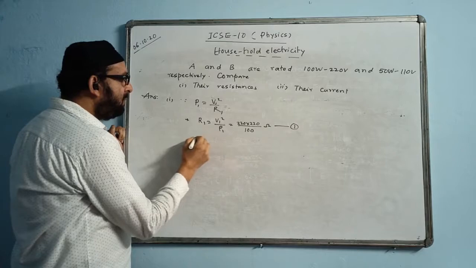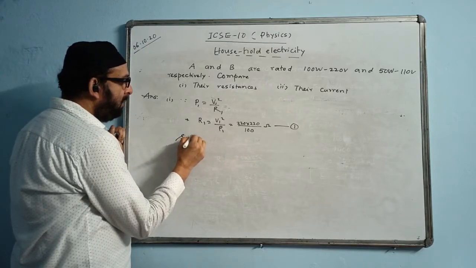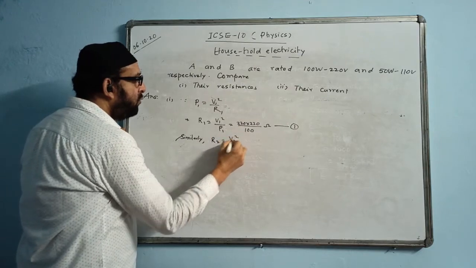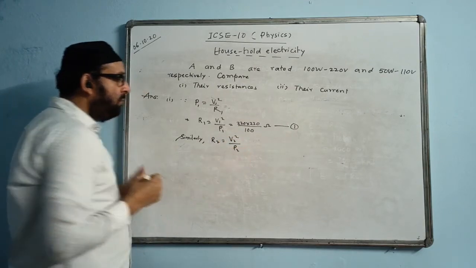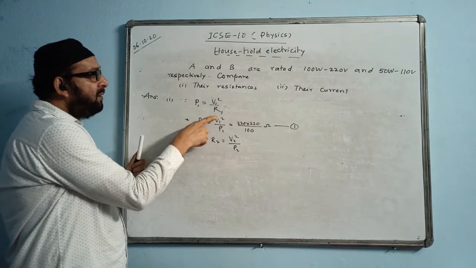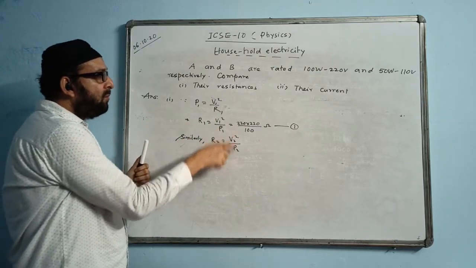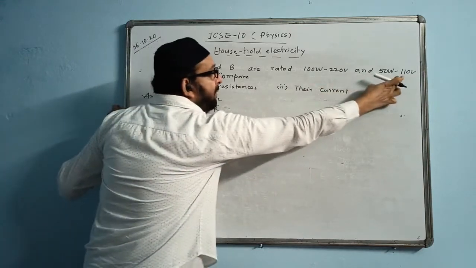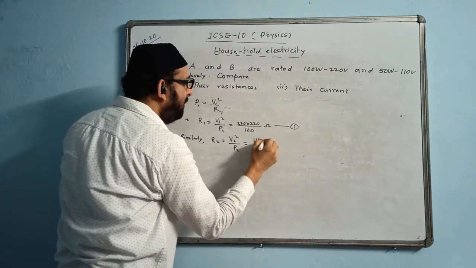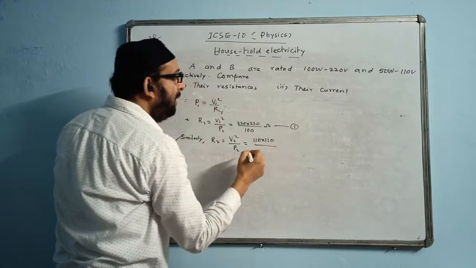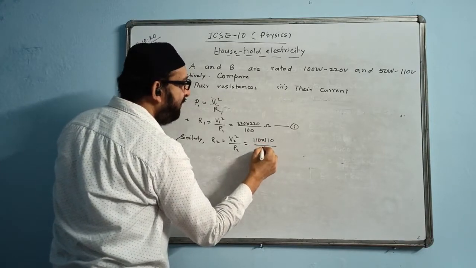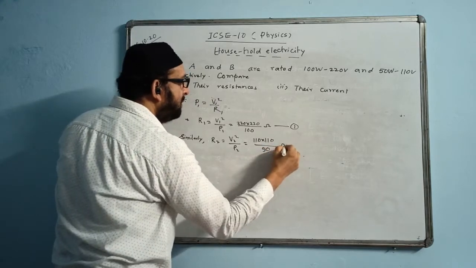Second case also you will be doing similarly. R2 will be equal to V2 squared by P2. R1 is V1 squared by P1, so R2 will be V2 squared by P2. Put the value of V2. The value of V2 is how much? 110. You will write 110 into 110. And P2 value is how much? Power value is how much? 50. So write 50 here. This much ohm.